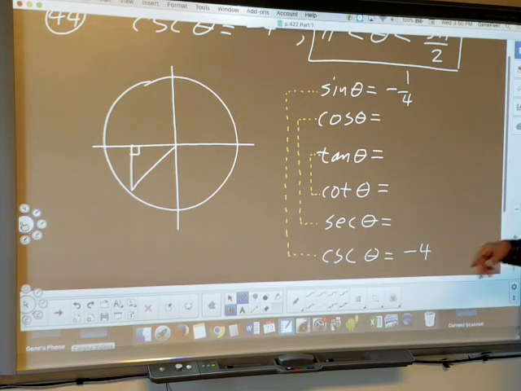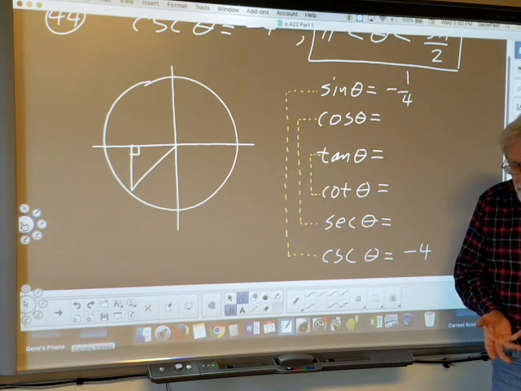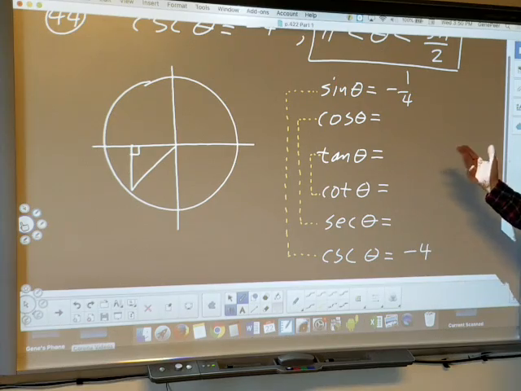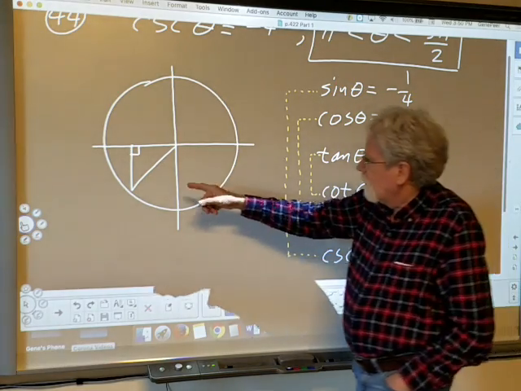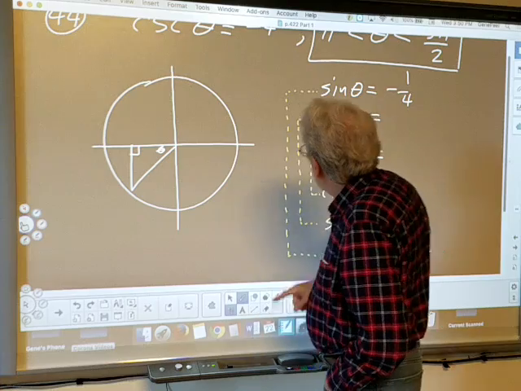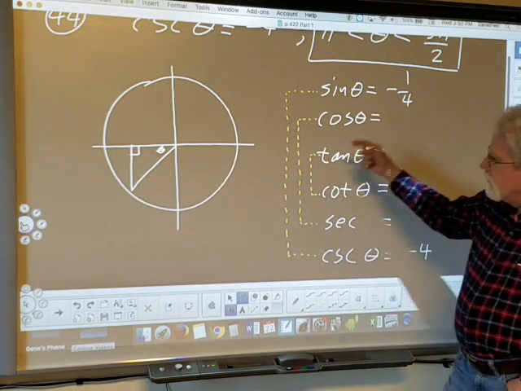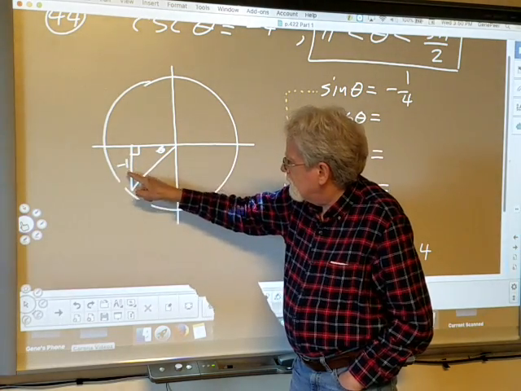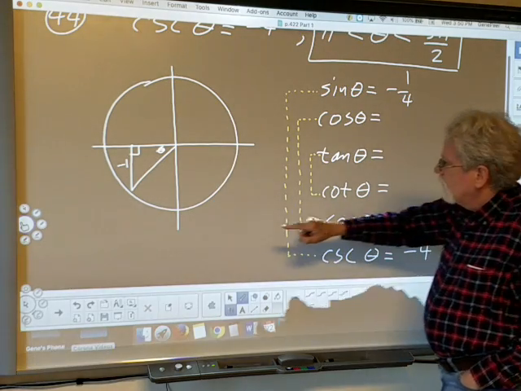Why do we care? We care because of SOHCAHTOA. Sine is opposite over hypotenuse. So, here's theta. Opposite over hypotenuse. Opposite is negative 1. Hypotenuse is 4.